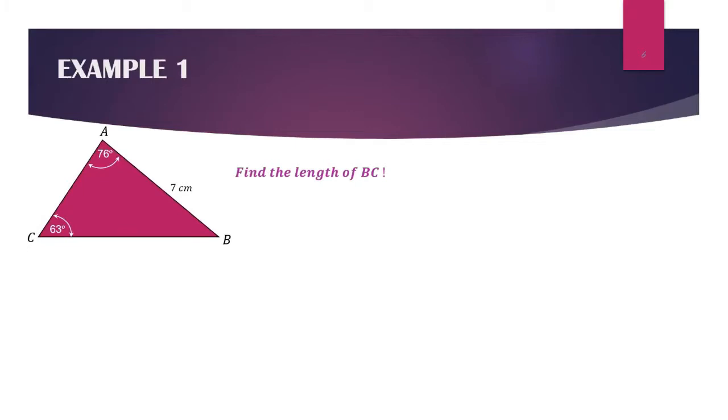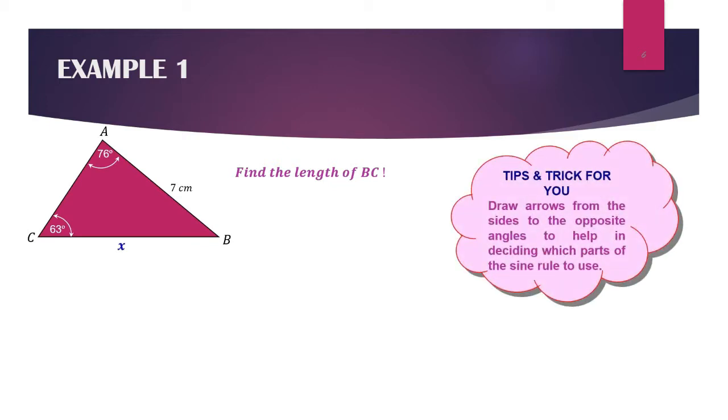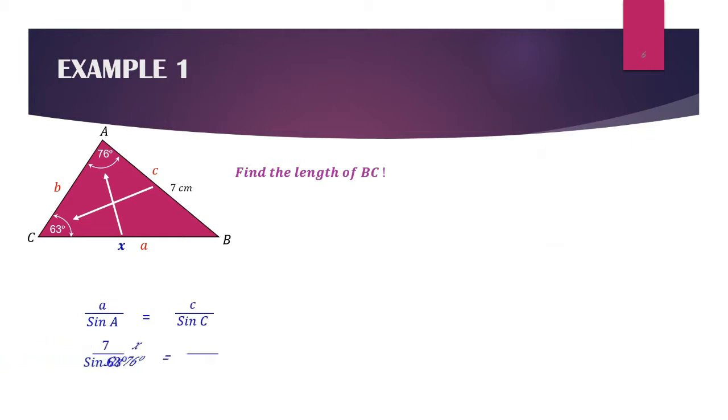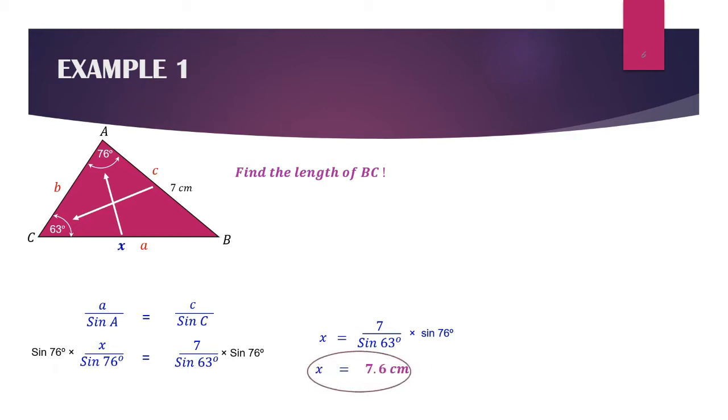Look at example 1. There is a triangle ABC. Find the length of BC. CB is x. That's the tips and trick for you. Draw arrows from the sides to the opposite angles to help in deciding which part of the sine rule to use. Okay, good. So side a is opposite to angle 76 degrees. By using the sine rule, a over sine A equals c over sine C. So x over sine 76 degrees equals 7 over sine 62 degrees. By cross multiplying, or by multiplying by sine 76 degrees, we get x equals 7.6 centimeters. Very clear.